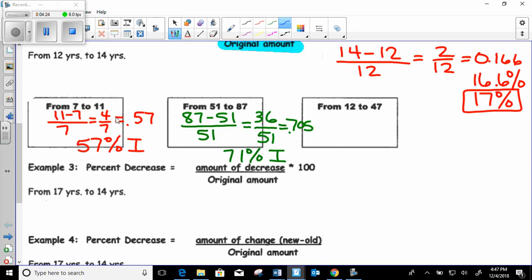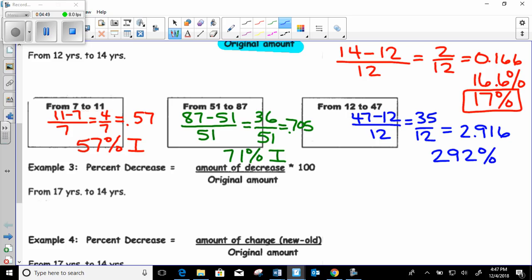All right, 12 to 47. Again, new minus old over old. 47 minus 12 over 12 equals 35 over 12. That's going to give you 2.916. If you move the decimal 2 to the right, that is a 292% increase.